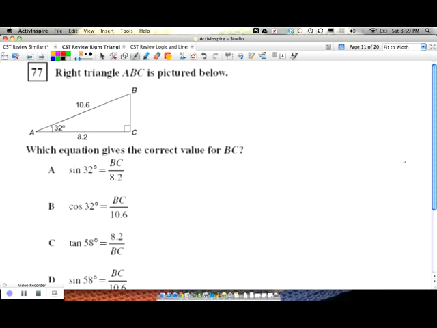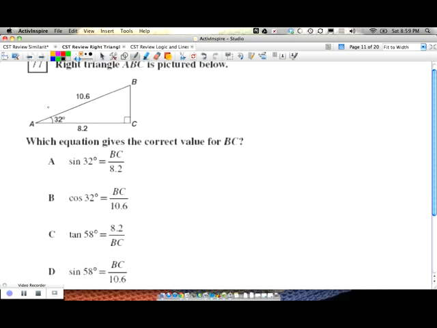Right triangle ABC is pictured below. Which equation gives the correct value of BC? Ooh, this is interesting because they got not only the angle 32 degrees in here, we also have some of these 58s. You're probably wondering, where did they come up with that 58? I'm going to tell you the 58 is this angle up here, but how would I know that? Well, inside a triangle, the interior sum of the angles is always 180. And if we know that this angle's 90 and this one is 32, then the remaining one has to add up to 180. That winds up being 58 then.